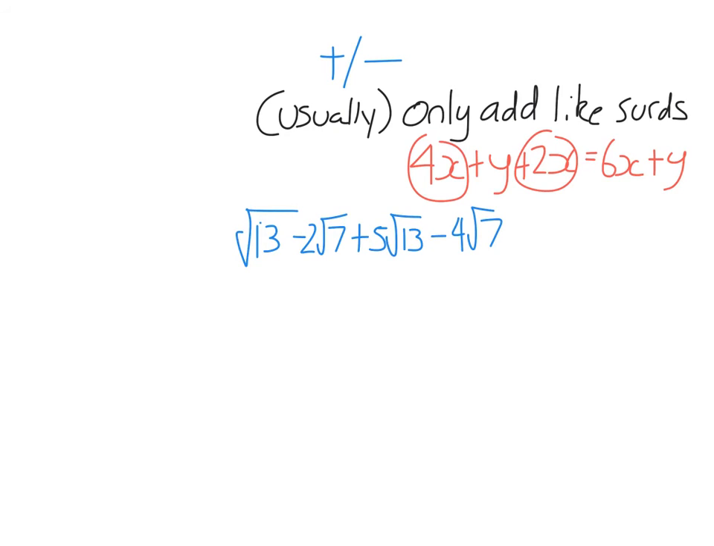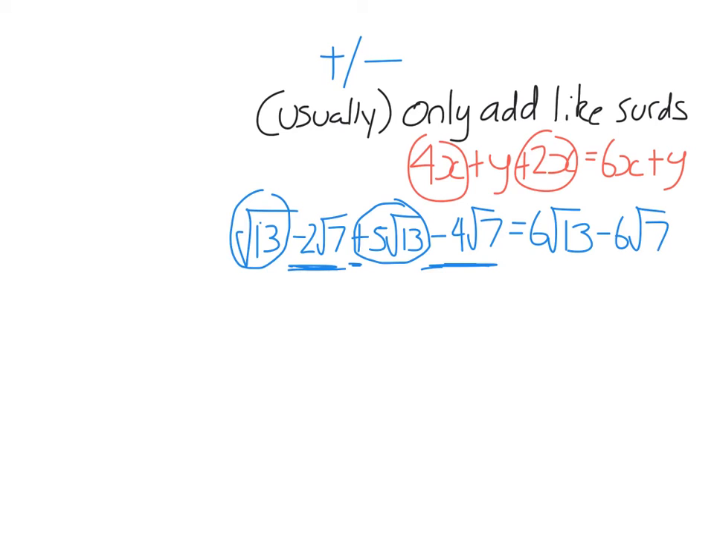Let's simplify this expression in blue. Because there are lots of subtractions and additions, we have to find the like surds. Like surds are just ones that have the same number in the square root. So square root of 13 and positive 5 square root of 13 are like surds. So root 13 plus 5 root 13 is 6 root 13. And then this one here and this one here are like surds because they both have a root 7. So minus 2 root 7 minus 4 root 7 is minus 6 root 7.